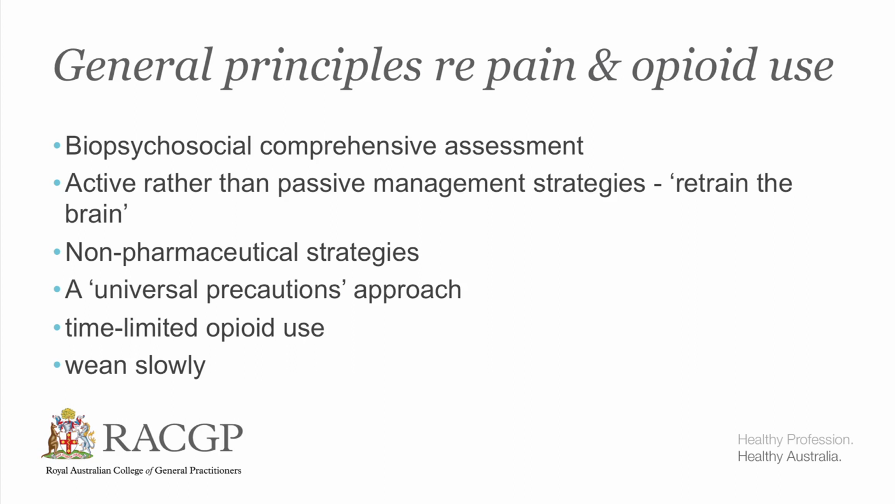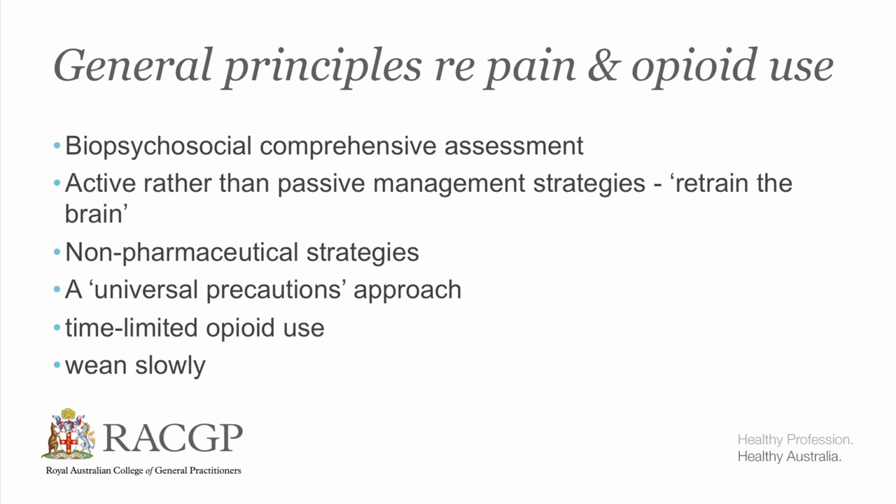The other thing is people will talk about using a universal precautions approach. So you really need to be talking about the risks and benefits and the outcomes and what you're going to do collaboratively together, and really think, in all my patients, if I'm considering opioids, if I'm considering starting, how am I going to manage this and what are going to be the risks and the benefits? Time limit opioid use, really thinking about what is the role of opioids in this person's life.